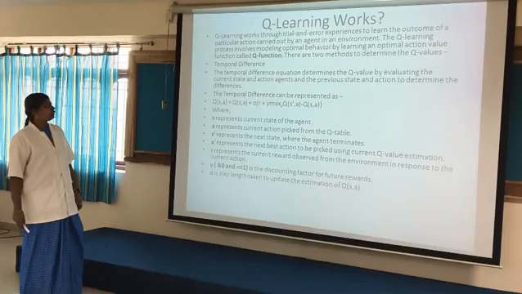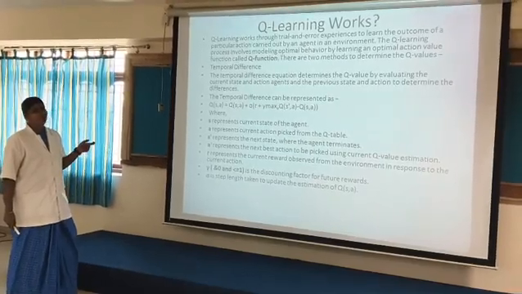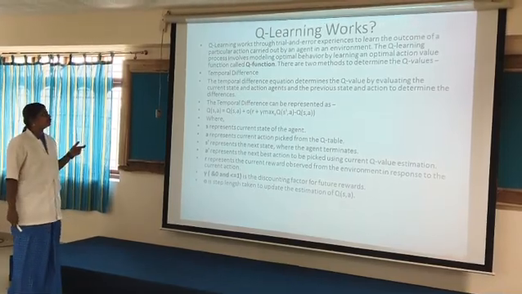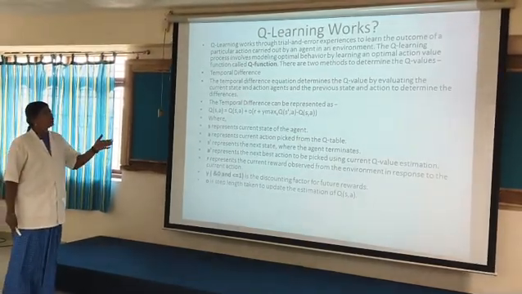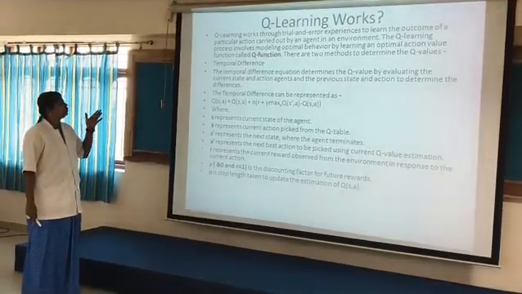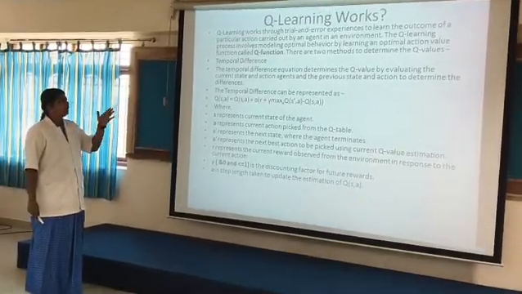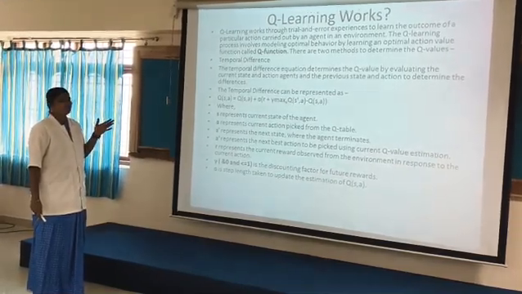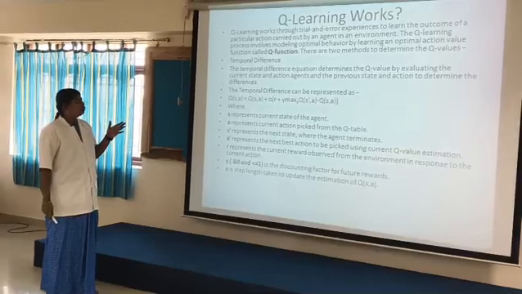How Q learning works: Q learning is a trial and error method that uses experience to learn the outcome of a particular action carried out by the agent in an environment. The Q learning process involves modeling optimal behavior by learning the optimal action value, which is called the Q function.